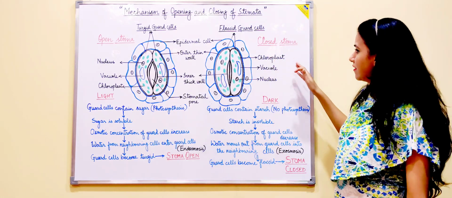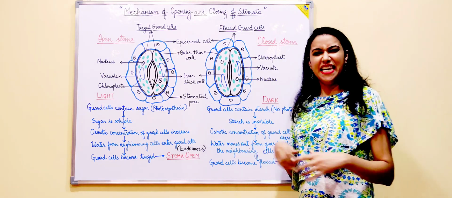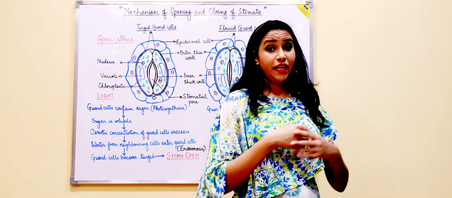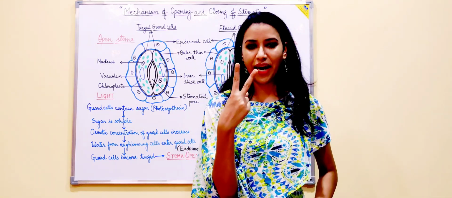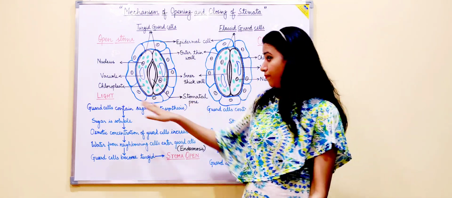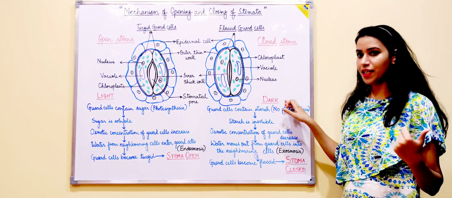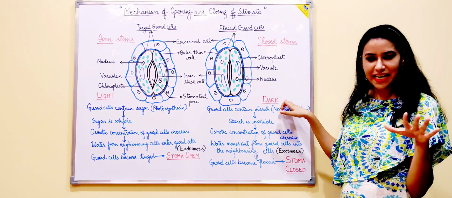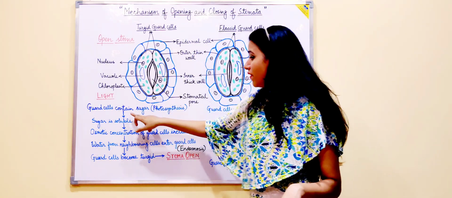Then, of course, the labelings are the same over here. Now, since we have dealt with the labelings, let's understand the concept. Let's understand the mechanism of opening and closing of stomata. For that, we need to break it down into two cases. One during daytime, when the sunlight is available, and another one at night when it's dark and there is no sunlight. So in case one, right, the guard cells will contain sugar.